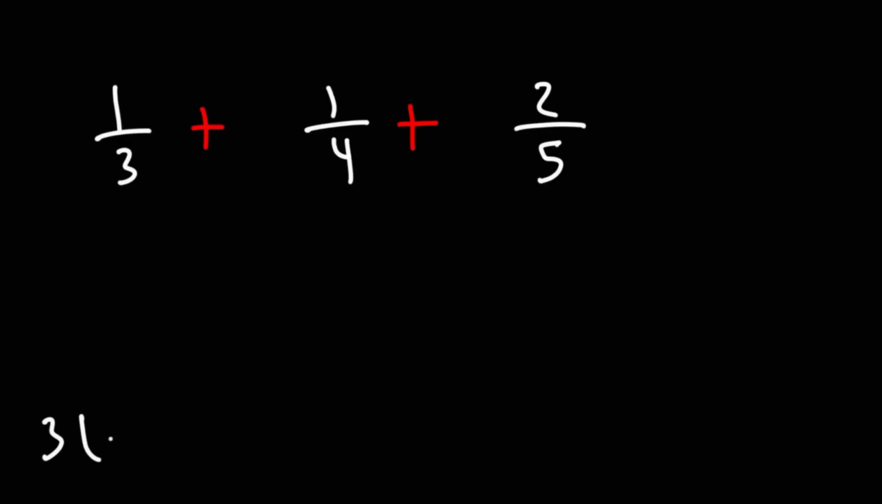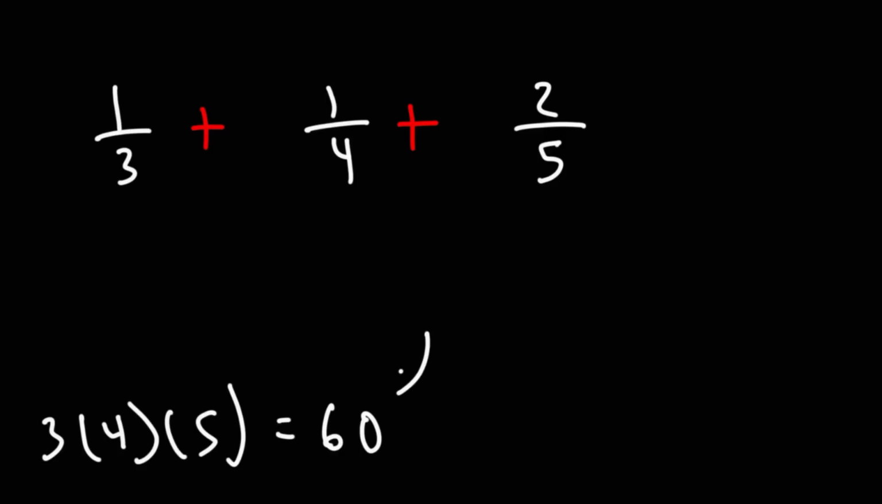So if we multiply 3 times 4 times 5, 4 times 5 is 20, 20 times 3 is 60, so 60 is a common denominator. It may or may not be the least common denominator, but it is a common denominator. Now, to convert each fraction to a denominator of 60, here's what you can do.